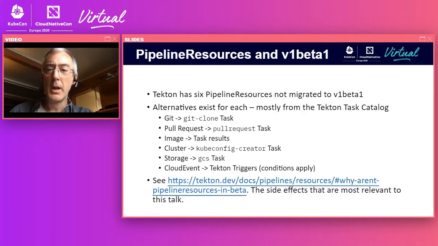And so what they've done instead is to create a set of tasks in the task library that you can use instead of using pipeline resources. And the tasks are really the way to go. If you're used to using pipeline resources, I would advise you move to using tasks instead from the task library. They are, all of them, excellent replacements, and it reduces the number of different types of thing you have to think about.